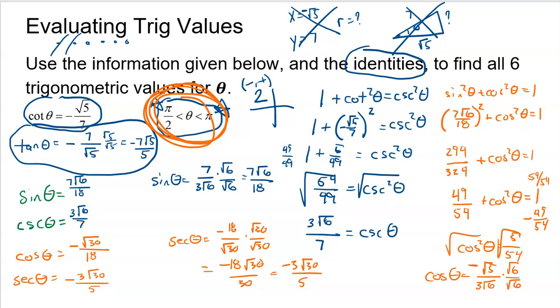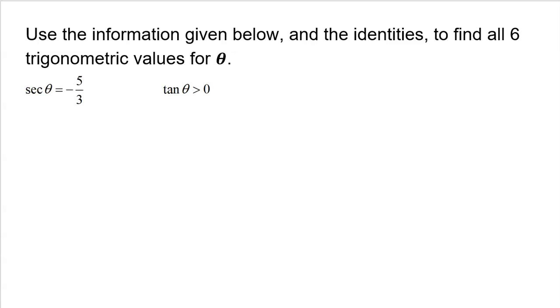All right, let's do one more. I actually made this last one easier because I want you to see how simple the math can be when there are no square roots. This time secant is negative 5/3. So I instantly know cosine without doing any work. I'm just using the reciprocal identity in my head. I know that secant and cosine are reciprocals, so cosine is negative 3/5.